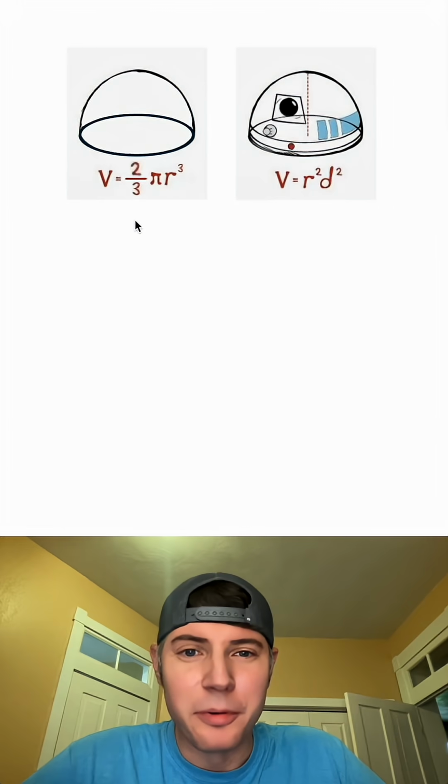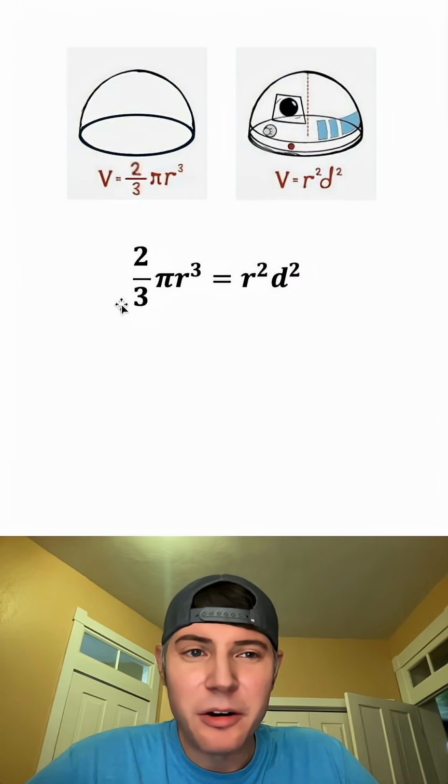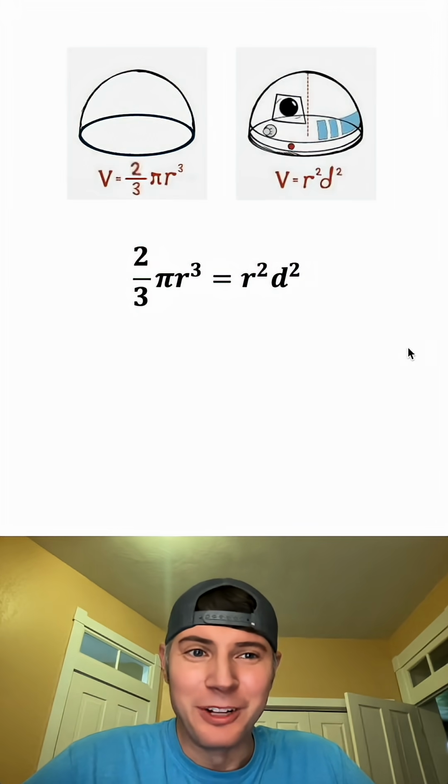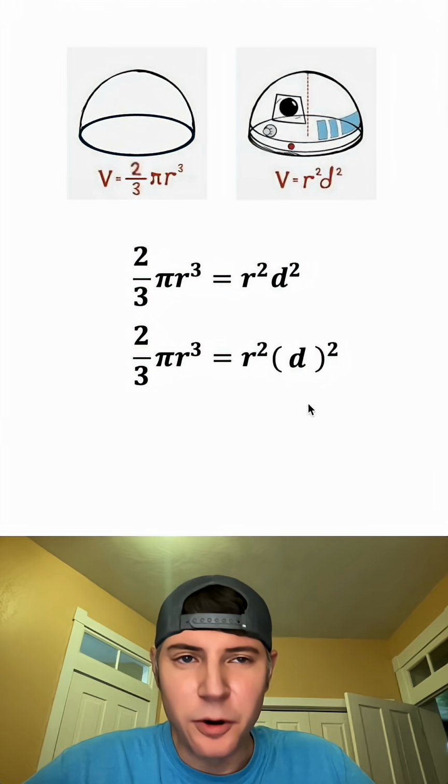So here's the normal formula for a hemisphere. Its volume equals 2/3 pi r cubed. So we just want to know, is there a radius where 2/3 pi r^3 is equal to R2D2? Well, let's find out. First, let's copy this down and let's focus on that d.